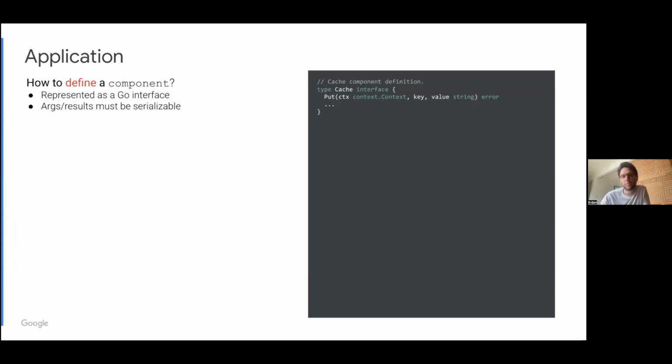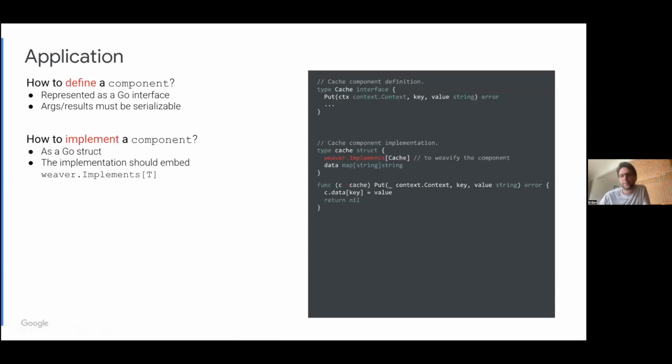Like I said, a component is just a regular Go interface. This is how you would define a cache interface with a method put and possibly other methods like get and so on. And then you would define an implementation. This is again typical Go code where this cache implementation implements the cache interface. It has the same signature for the put method.